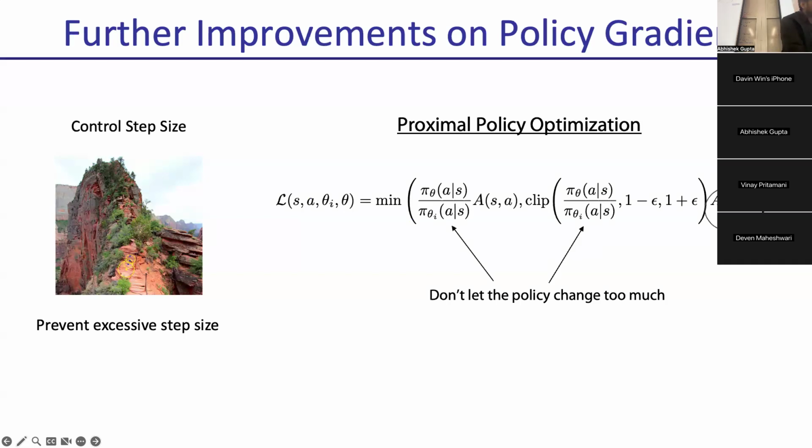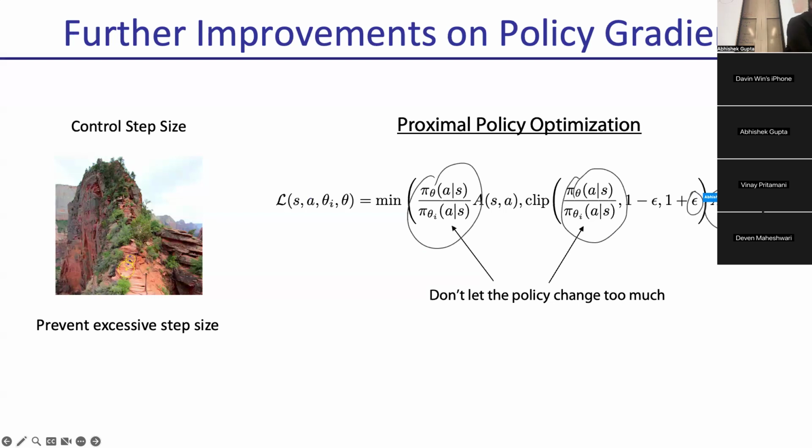You're trying to increase the advantage, or move in the direction of the advantage, but you're clipping it so that your policy doesn't move too much. So you're still constructing something that looks like grad log pi times advantage, but you're clipping your policies so that they don't move a lot. And you're clipping them with this epsilon term.